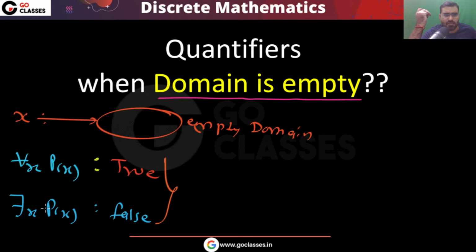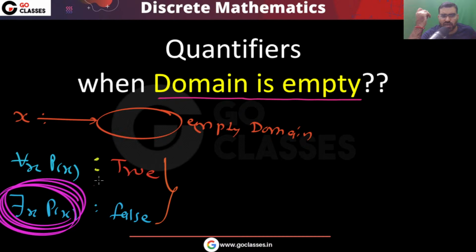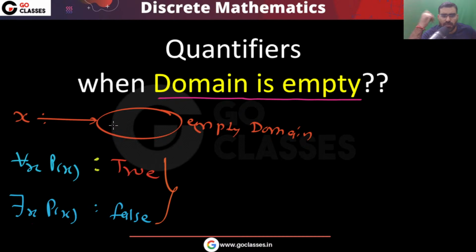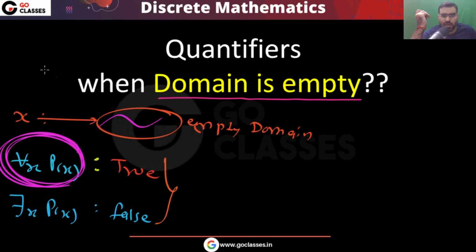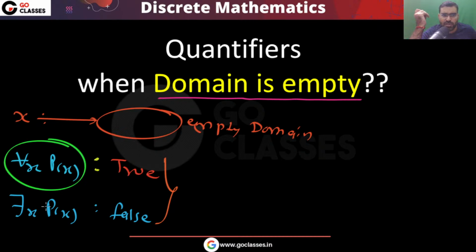The reason is very simple. If you want to make the existential statement true, you need at least one witness. Because there is no witness, it is false. Similarly, to make the universal statement false, you need a counterexample, but there is no counterexample, so it is true. So I hope this point is clear: if the domain is empty, then this will be true and this will be false.